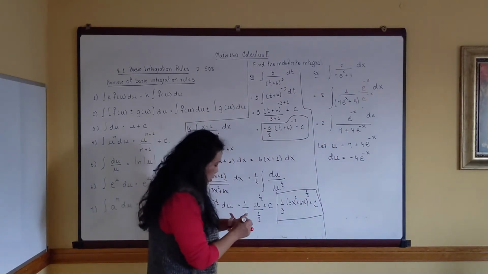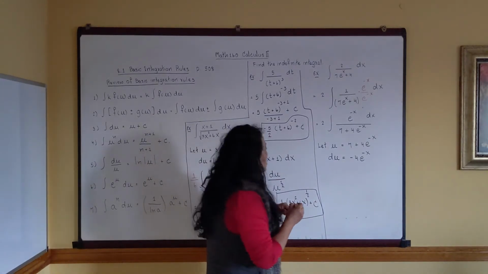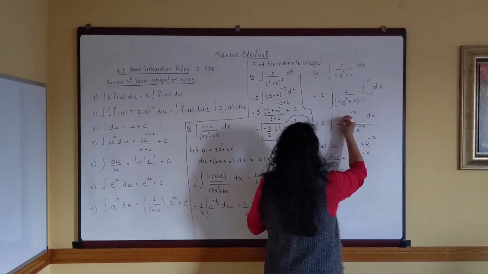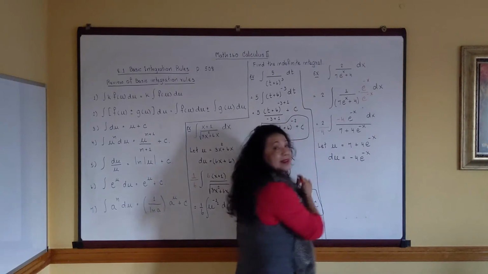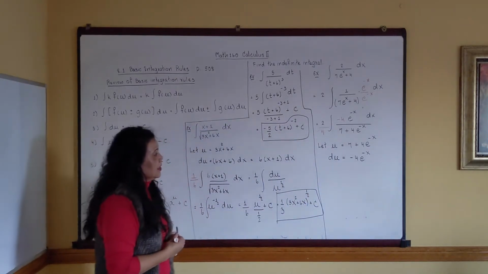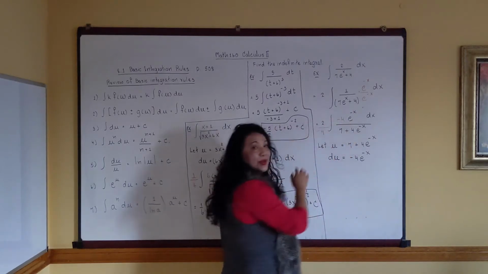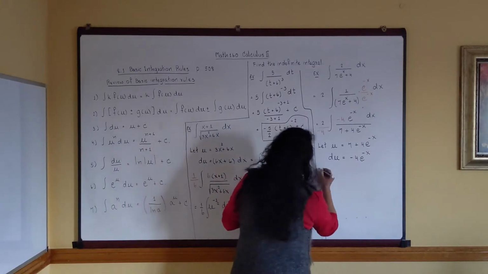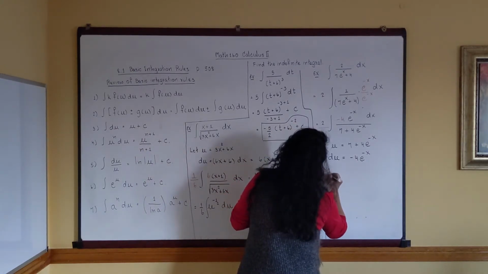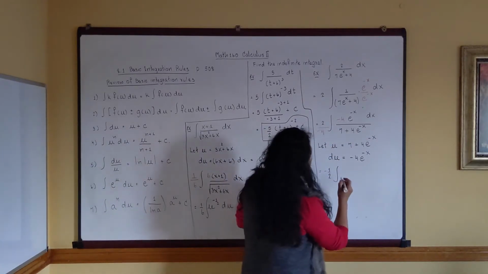So what I'm going to do is multiply by negative 4 and negative 4 here. Right? Why did I do that? Because I want to have u du. So let's simplify a little bit. So this is going to be negative 1/2. All right, this is just my du.